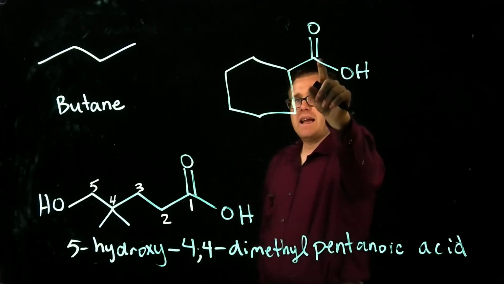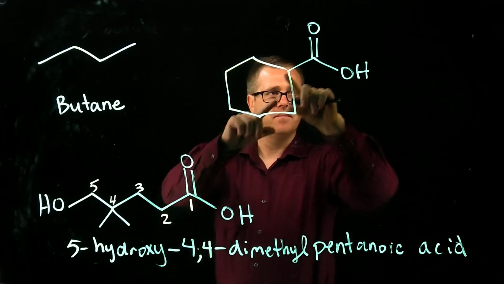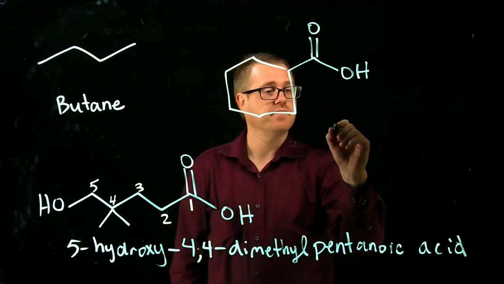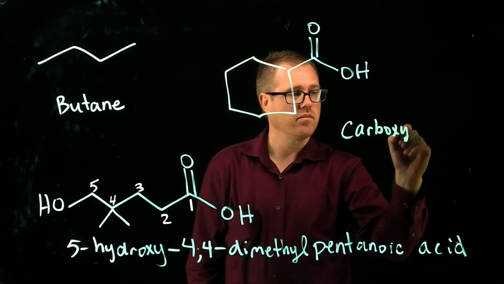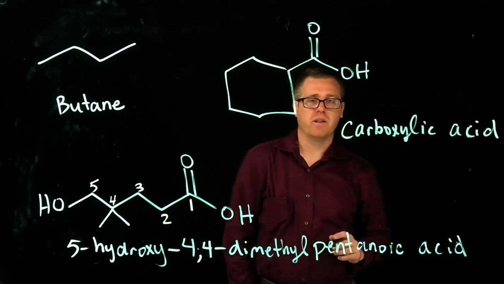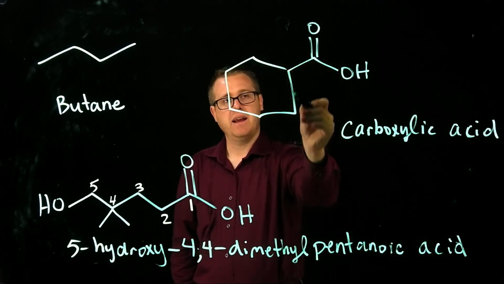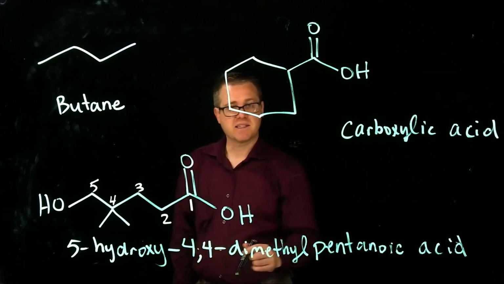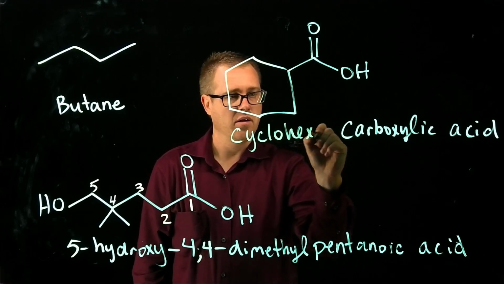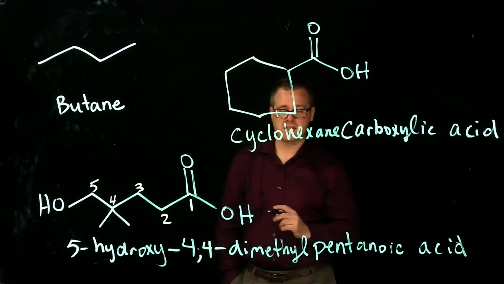Okay, so when we have a carboxylic acid on a ring, we have the parent name as, instead of oic acid, we say carboxylic. So when the carboxylic acid is on a ring, we name it carboxylic acid. And then this right here is going to be what? Cyclohexane. So that molecule would be called cyclohexane carboxylic acid.